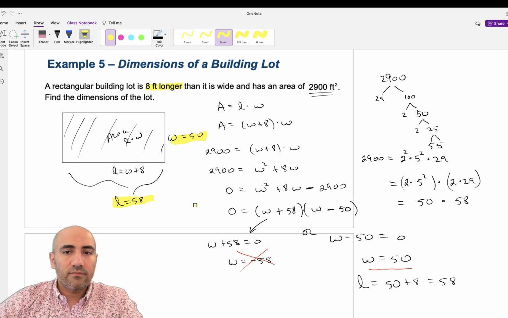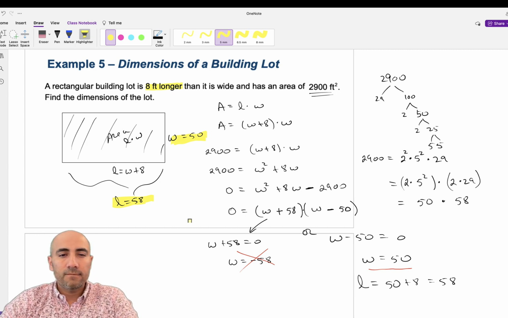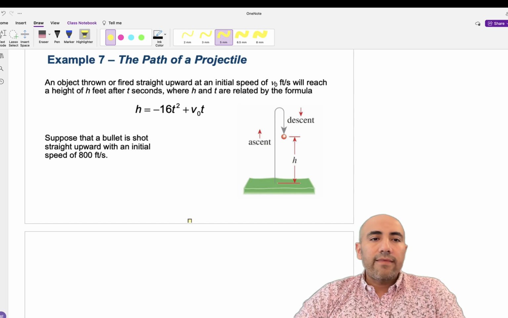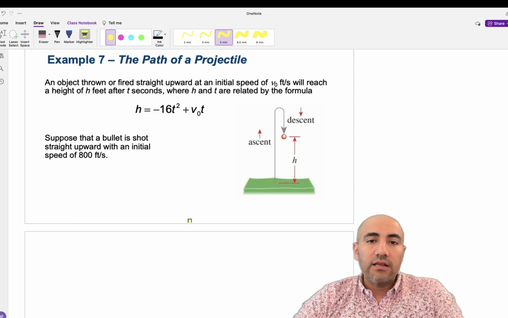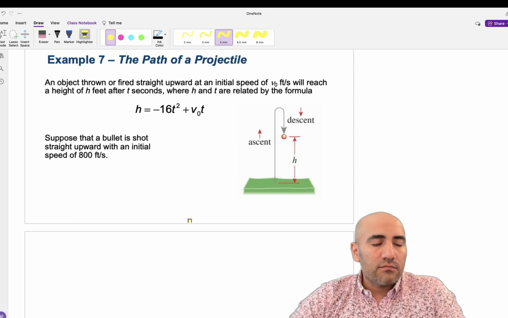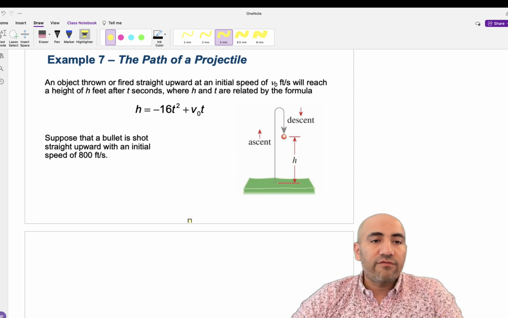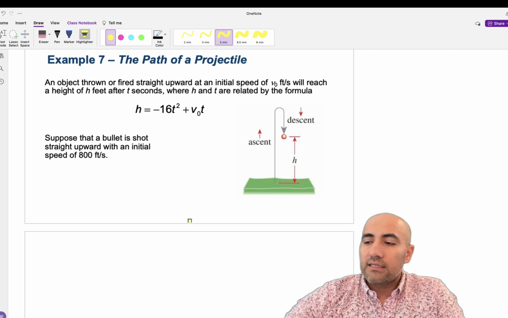Okay, that was easy. Let's try another one. The path of a projectile. An object thrown or fired straight up at an initial speed of v0 feet per second will reach a height of h feet after t seconds, where h and t are related by the following formula. h equals negative 16 t squared plus v0 t.